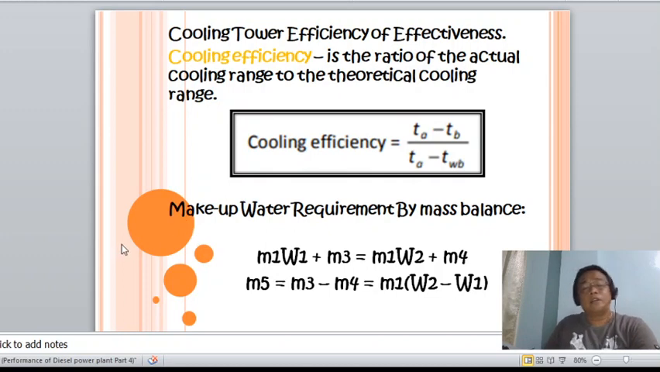The makeup water can also be determined using the mass of entering water minus M sub 4. Or in terms of the humidity ratio, that is M sub 1 multiplied by the humidity ratio at 2, the humidity ratio of the air leaving the tower, minus the humidity ratio of the air entering the tower.